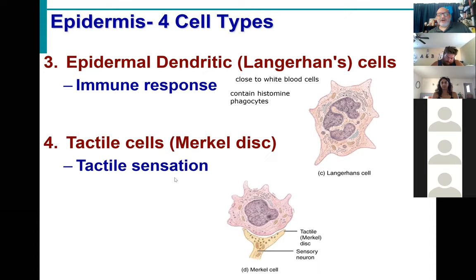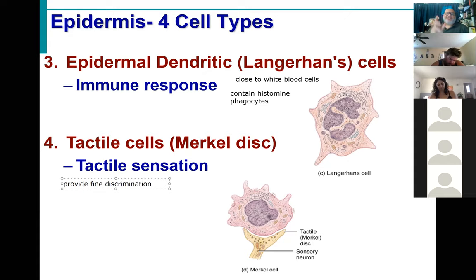All right, one last important cell that we would see inside of the epidermis, and these are tactile cells. Tactile cells are also known as Merkel discs, and of course, why are they called Merkel discs? Good old Bob Merkel, the first one who discovered it, planted his flag in it, and named it after himself. These are special tactile sensation cells that provide fine discrimination.